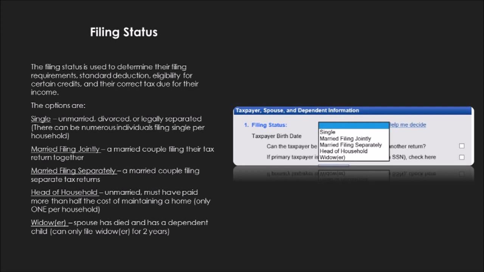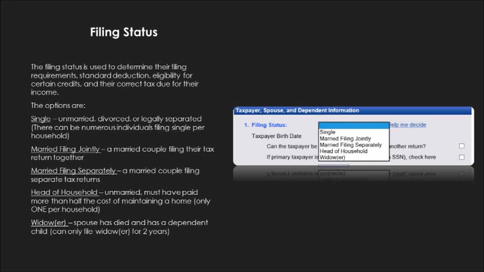A filing status is used to determine a taxpayer's filing requirements, their standard deductions, eligibility for certain credits, as well as the correct tax due for their income. There are 5 different options. You have single, this is an unmarried, divorced or legally separated individual. There can be numerous individuals in a single household that can claim this status.